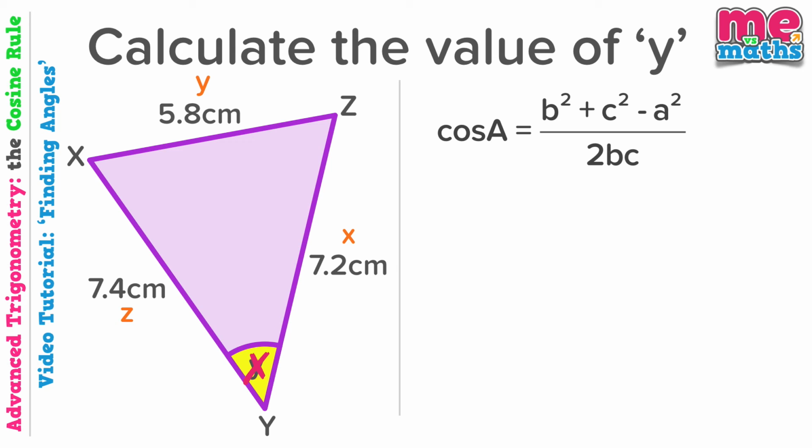Now this means we have to change round our letters in the cosine rule, because at the moment it's set up to find angle A. Well, we want to find angle Y, so let's replace all our A's with Y's, and then it doesn't really matter which way we swap the other letters. Let's replace the B's with X's and C's with Z's. Okay, we now have a form that we can use for our question, so let's substitute our values in again, like so.